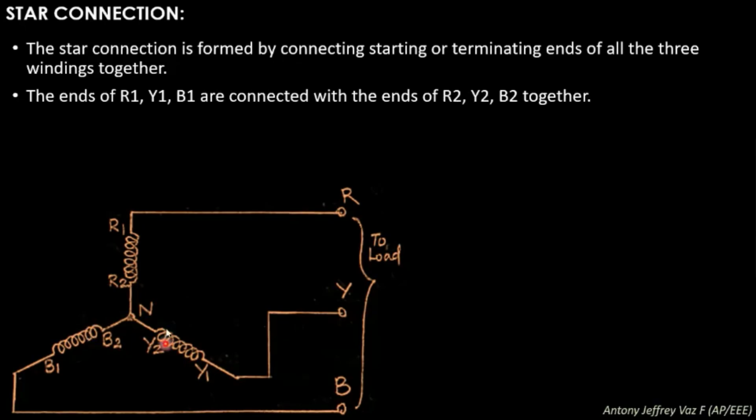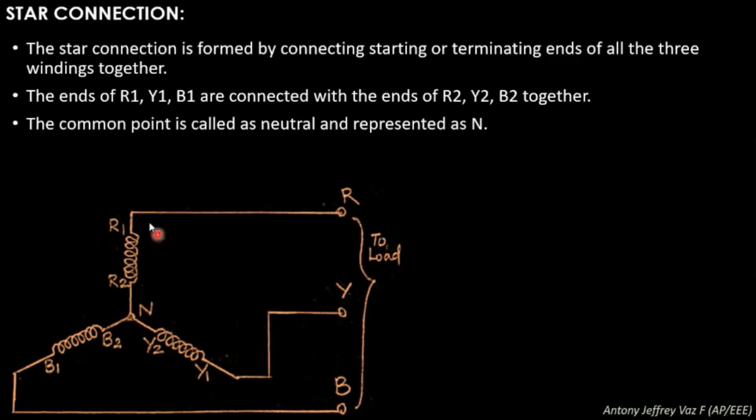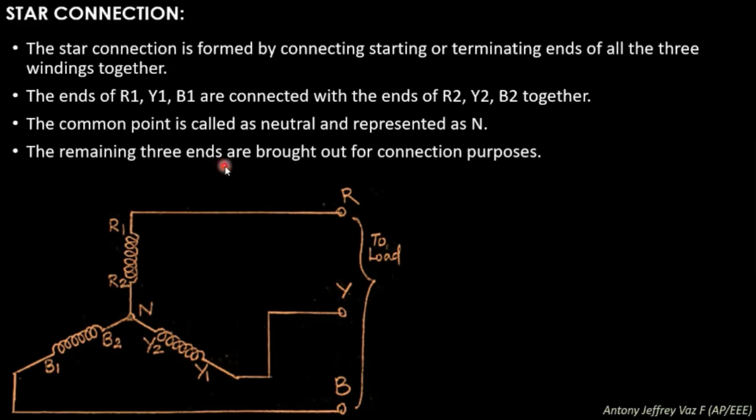That is, the phases are connected in such a manner that R2, Y2, B2 are connected together, whereas R1, Y1, B1 are taken out. The common point is called the neutral and represented as N. This is the common point where R2, B2, Y2 are connected, and this point is known as the neutral point. The remaining three ends are brought out for connection purposes.